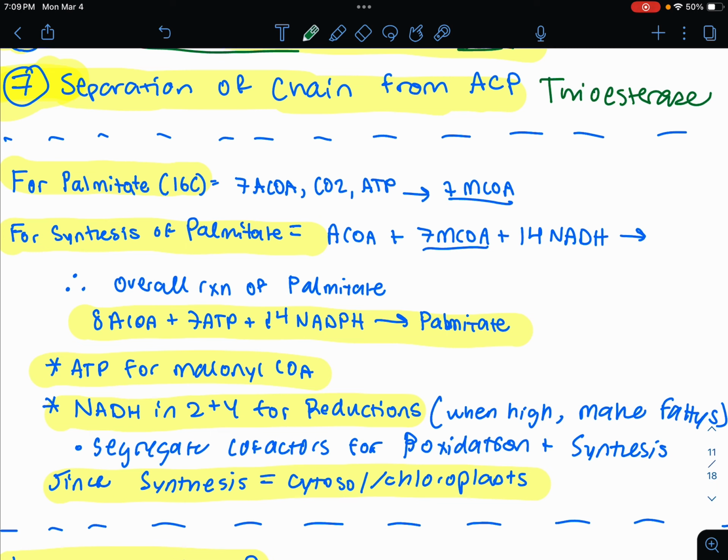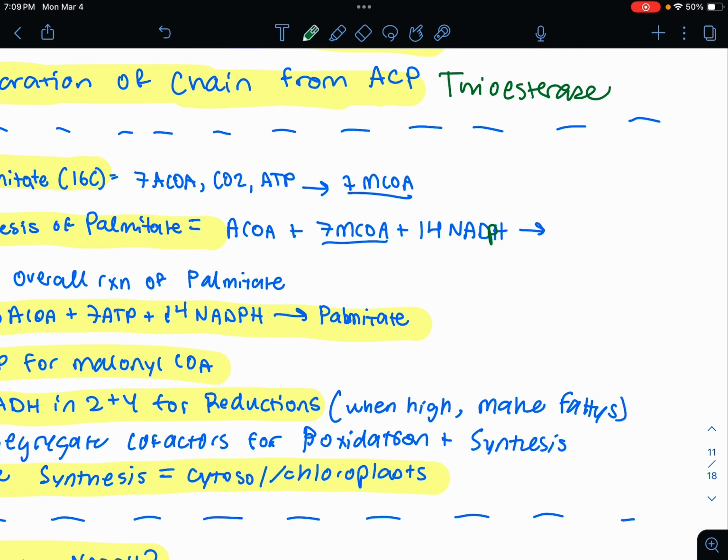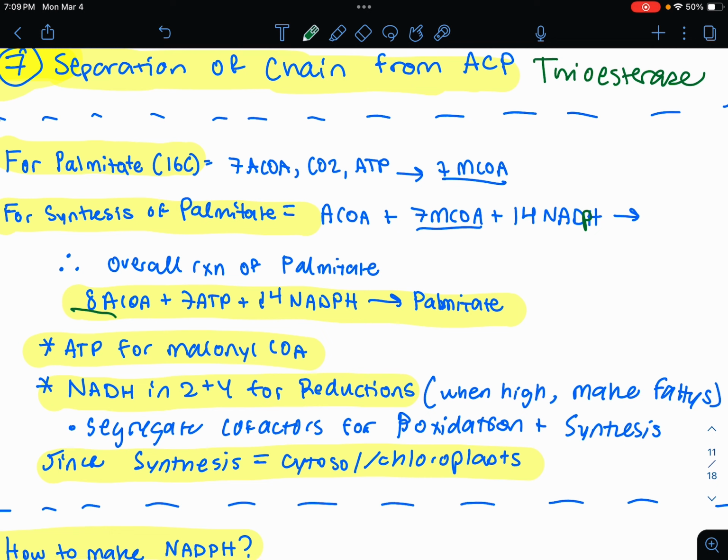acetyl-CoA plus 7 malonyl-CoA plus 14 NADPH. Sorry about that. And that's going to make palmitate. And therefore, the overall reaction of palmitate will be this right here. 8 acetyl-CoA plus 7 ATP plus 14 NADPH will equal our palmitate.